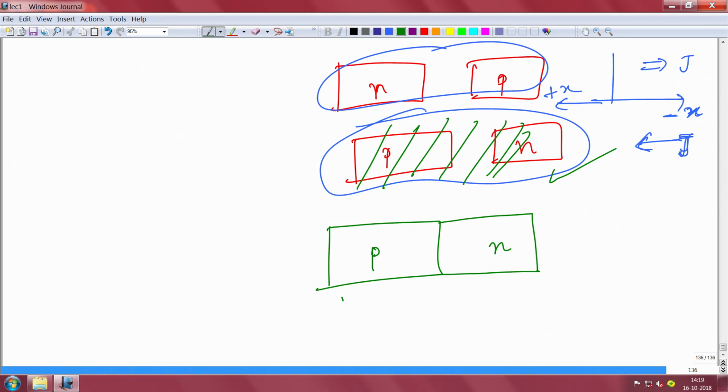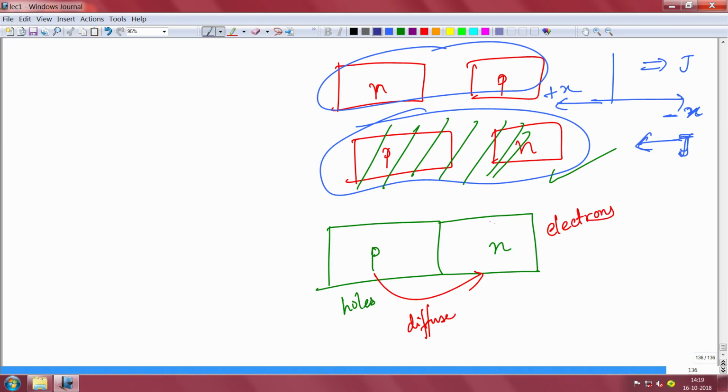I told you there are excess holes here and very few holes here, so holes will try to diffuse from the p side to the n side because there are very few holes on the n side, and electrons are the majority on the n side, but there are very few electrons on the p side.